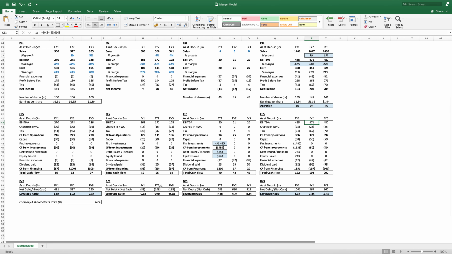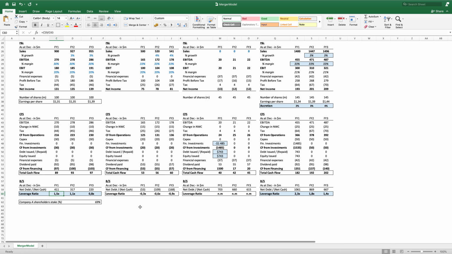And last, one very interesting thing that we usually look at is the leverage ratio. You see here I have the leverage ratio of company A. By the way, leverage ratio is defined as net debt divided by EBITDA. This is a metric which is very widely used to assess the strength of a balance sheet. It is looked at by the creditors, such as the banks, for instance.